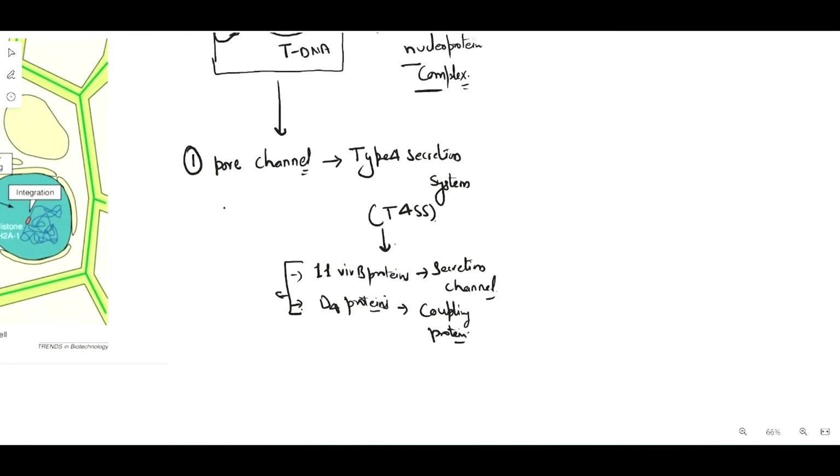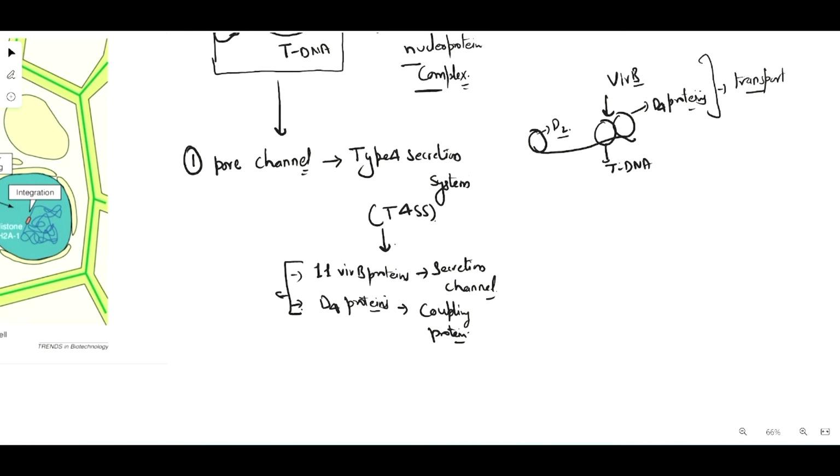So now if you see, your tDNA with the D2 protein also contains other proteins, which are your VirB proteins and your VirD4 proteins. They are responsible for the transport here, right? So along with the VirB and D4 proteins, there are other proteins which also get transported with the tDNA. Those are called the VirD5 protein, VirE2 protein, VirE3 protein, and VirF protein.